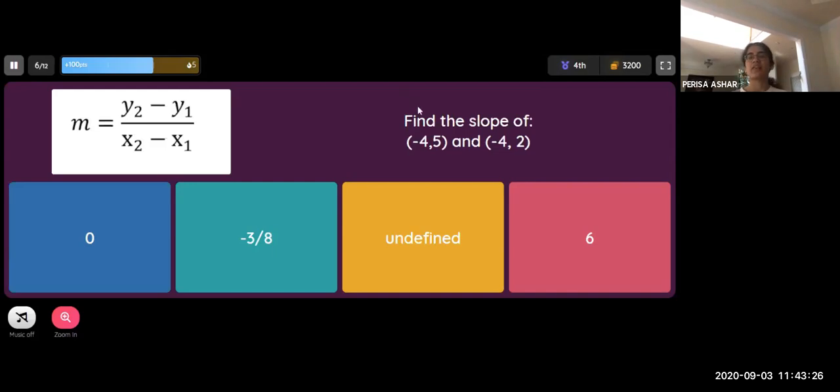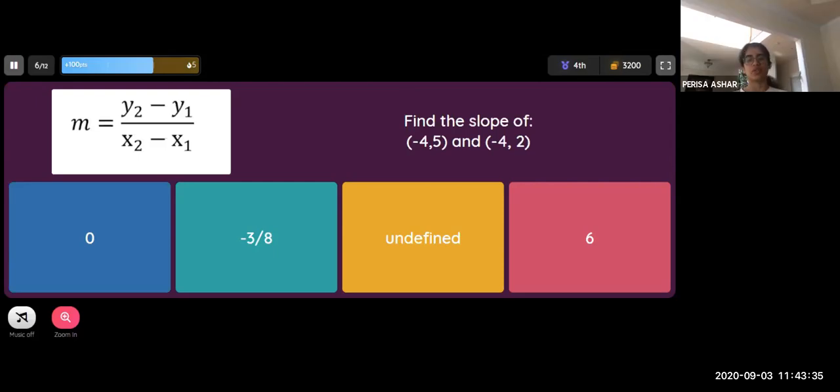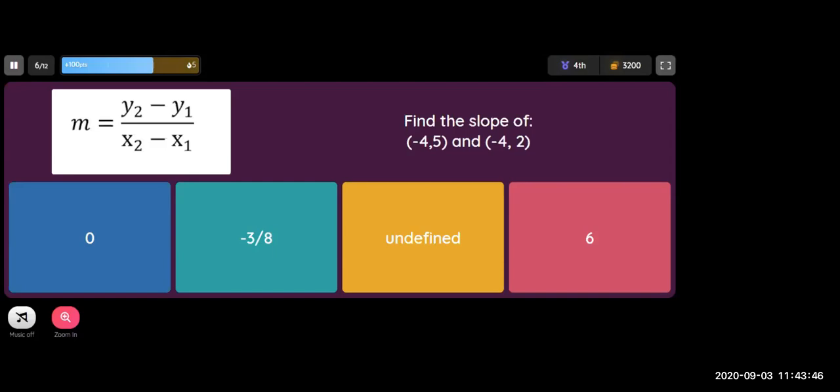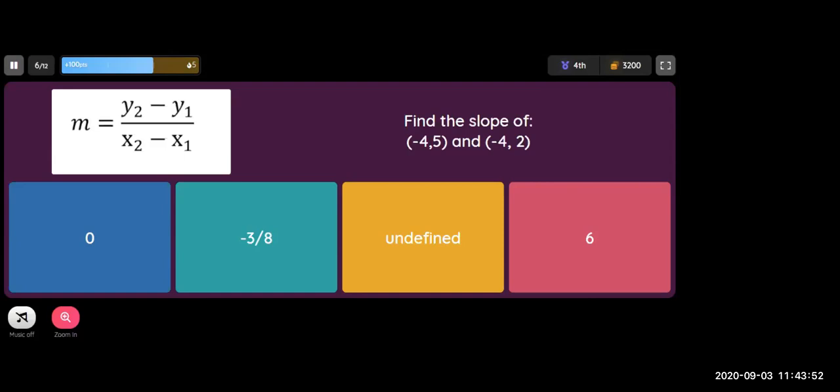Because the slope formula, given in the top left, is y2 minus y1 over x2 minus x1. Look at the points (-4, 5) and (-4, 2). So the y coordinates, in this case, we can assign y2 as 2 and y1 as 5, right? Based on the points. So it's 2 minus 5, and then -4, which is right here, minus -4. So that would be -3 divided by -4 plus 4, which is 0.